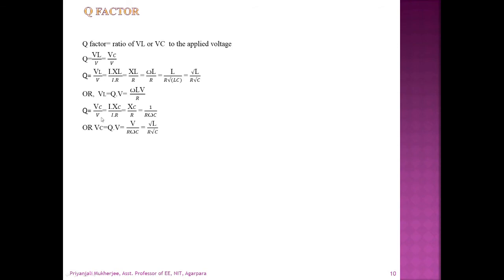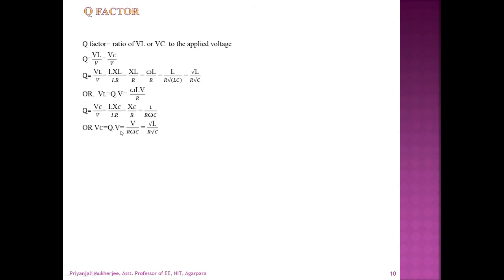In the case of VC, Q is equal to VC by V. In the same way, VC is equal to I into XC by I into R. I can be cancelled out, so it becomes XC divided by R, that is equal to 1 by R into omega into C, or VC is equal to Q into V.